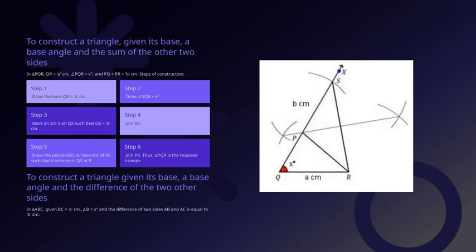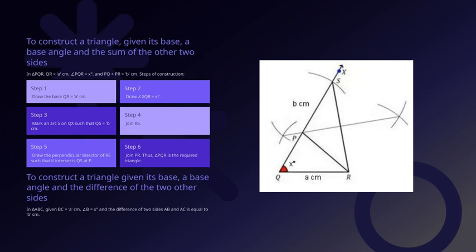Following that, we draw the perpendicular bisector of segment RS. The intersection of this bisector with the line QS gives us point P, which will be the vertex opposite the base. After locating P, we connect P to R, completing the triangle's side. Finally, by joining P to R, we complete the triangle PQR. This construction ensures that all the given conditions, base length, base angle, and the sum of the other two sides, are satisfied.